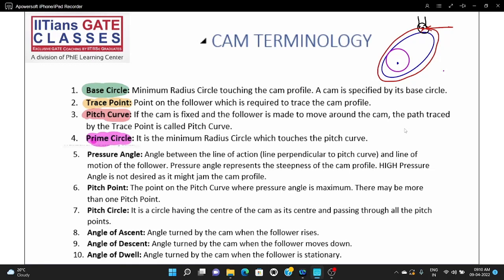Then you have pressure angle. What is pressure angle? The angle between line of action and line perpendicular to the pitch curve. The line of action is the line perpendicular to the pitch curve and line of motion of the follower.